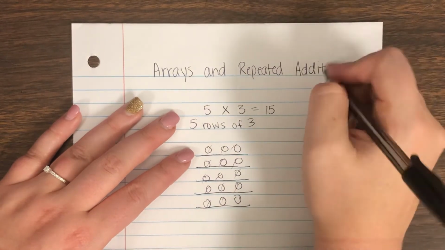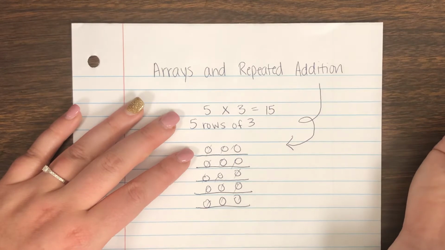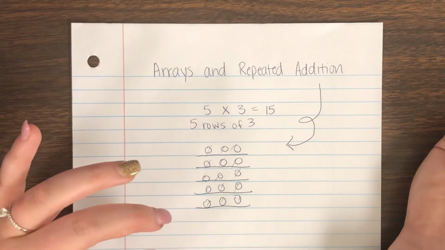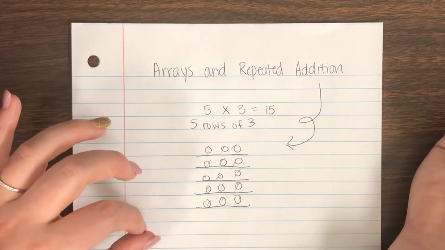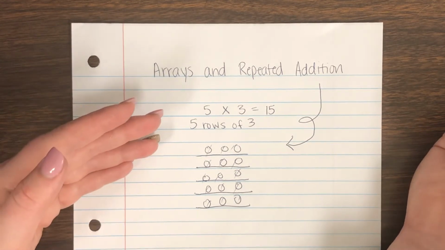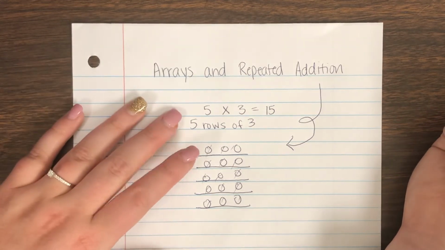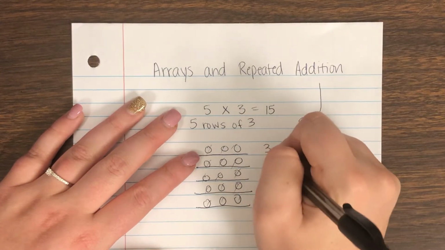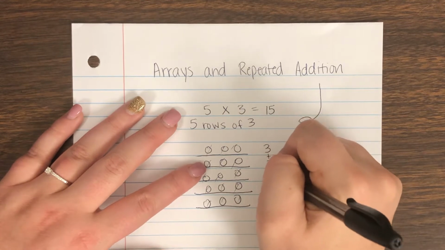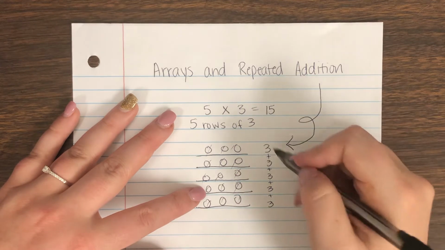But let's say that I also want the repeated addition for this. We know that for groups, for repeated addition, we simply count up how many is in each group and add them that way. For arrays, it's the same thing. You count up how many are in each row and add them up. So for this, I have 3 in this row, plus 3 in this row, plus 3 in this row, plus 3 in this row, plus 3 in this row. I should have 5 3s.